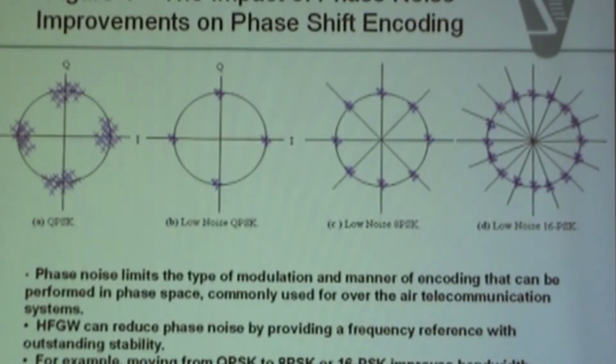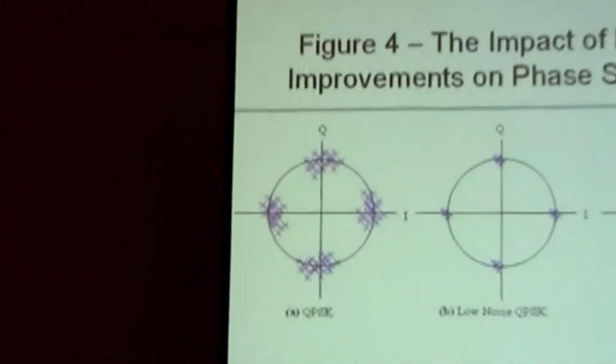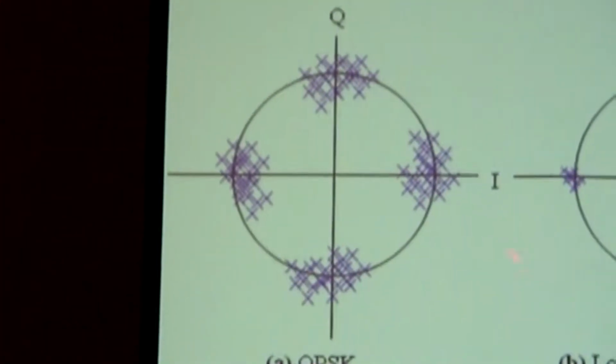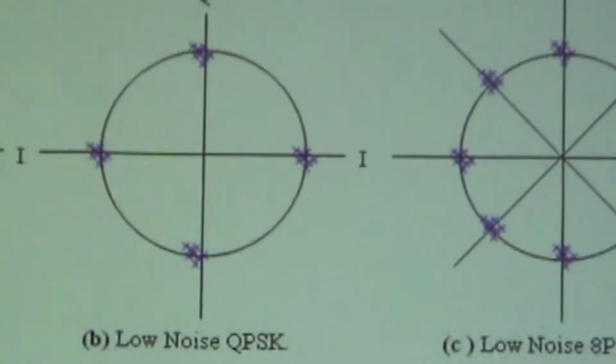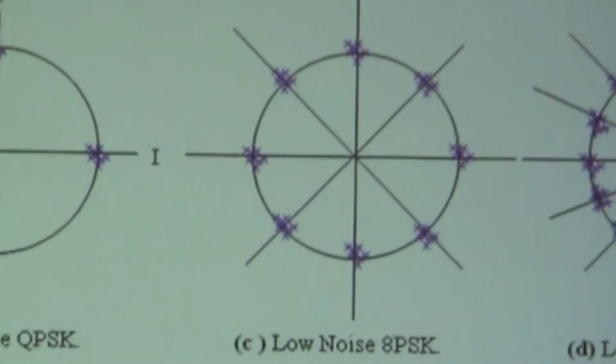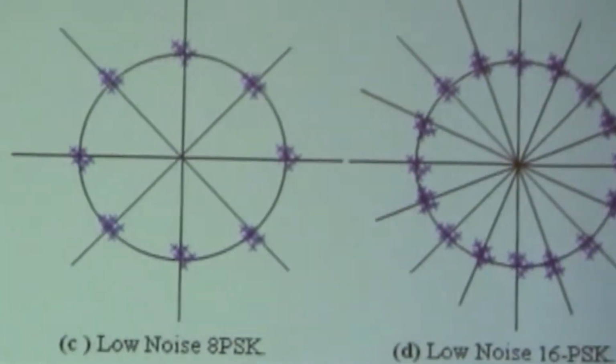And one of the reasons that QPSK is still used instead of 16 or 32 or higher phase shift keying is, number one, the limits of the electronics, but mostly it's the limits of the phase noise that occurs during transmission, and that phase noise that accumulates during transmission would be much less if everyone was using the same frequency standard.